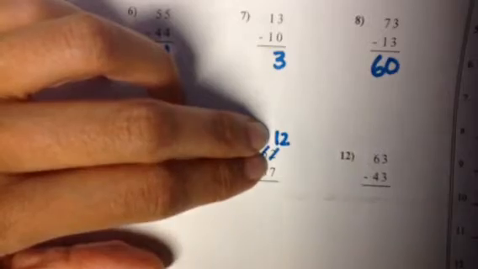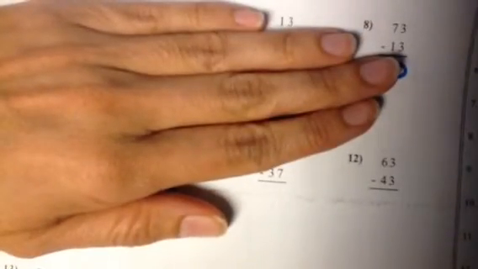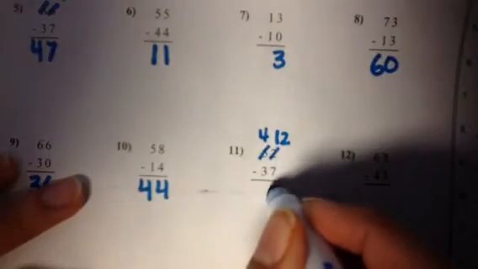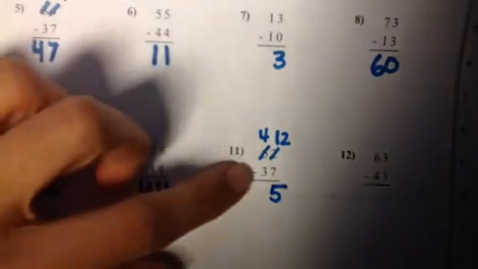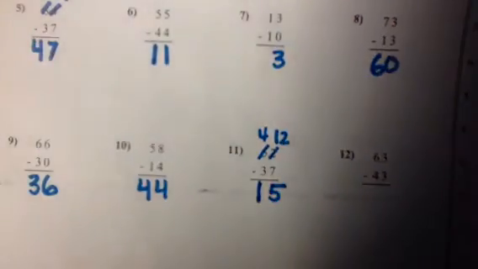So 12 take away 7. All right, count with me. Put 7 in your mind. 7, 8, 9, 10, 11, 12. How much is that? 5. Now I know some of you already know 7 plus 5 is 12. So if you knew that, you didn't have to count with me or subtract. All right, the next one. 4 minus 3 is 1, which gives me 15.